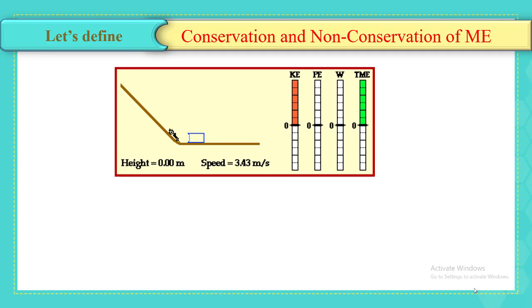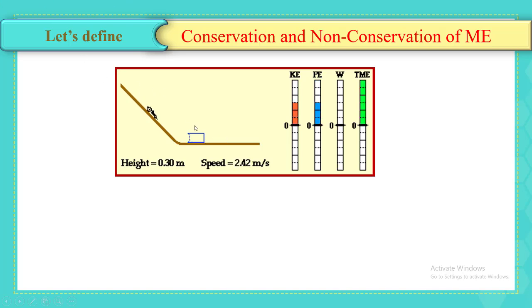This animation consists of two paths, an inclined path and a horizontal straight path. And we have four indicators. The first one is for the kinetic energy, the second is for the gravitational potential energy, the third represents the work done by the resistive forces, and the last indicator represents the total mechanical energy.